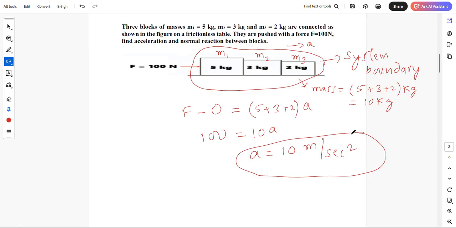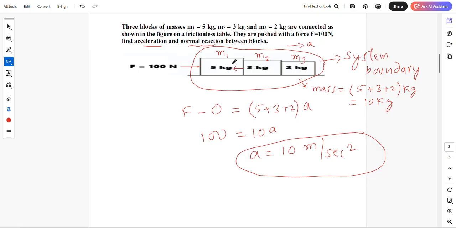Okay, now next, we are supposed to calculate the normal reaction. Acceleration is done. We have calculated acceleration, it is 10 meters per second square. Now, how to calculate the normal reaction between blocks? Observe clearly here. Now this is M1 and M2, these two blocks are there. Normal reaction will be like this.